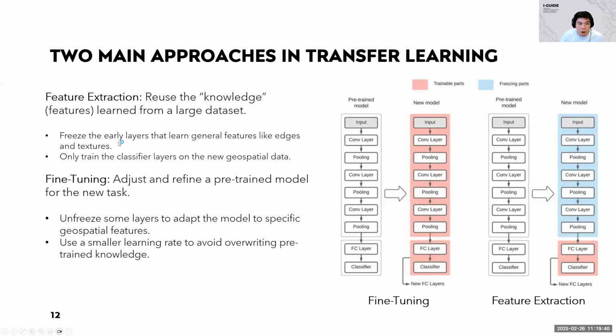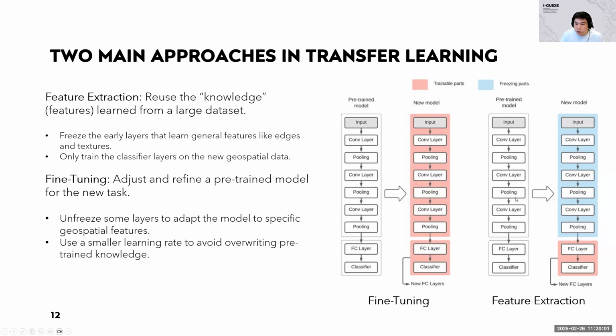So you freeze all the early layers. Freezing here means that there is no further adaptation or learning, no changing of the model. So you use it as is. And then you use that model and train only the classifier layers for the new geospatial data.